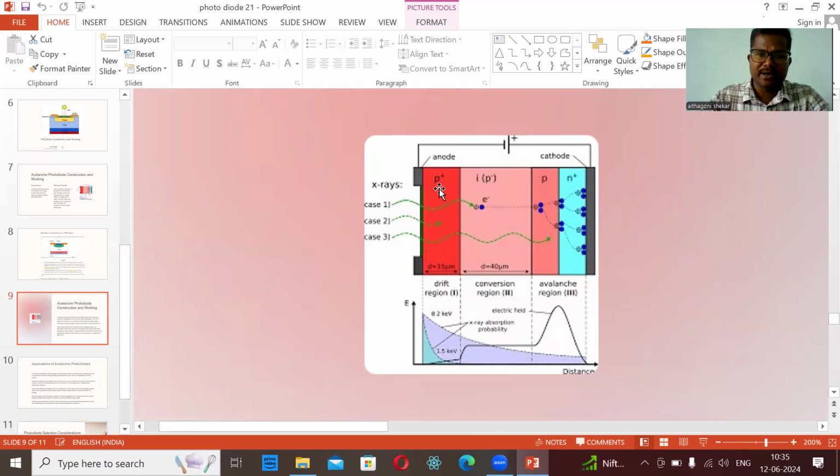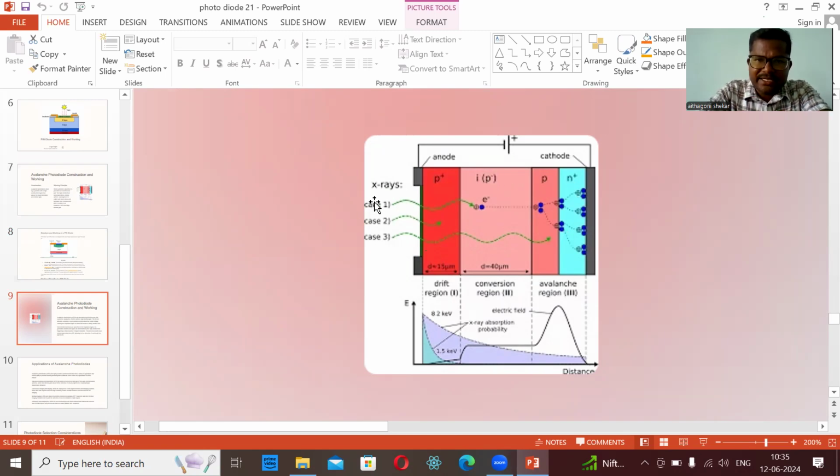So, how is the arrangement created? The avalanche photodiode has a heavily doped P-type semiconductor layer, an intrinsic semiconductor layer, a P-type layer, and an N-type semiconductor layer. This is the arrangement of the avalanche photodiode. The P plus side is connected to the anode, and the N plus side is the cathode, connected to the N-type semiconductor side.